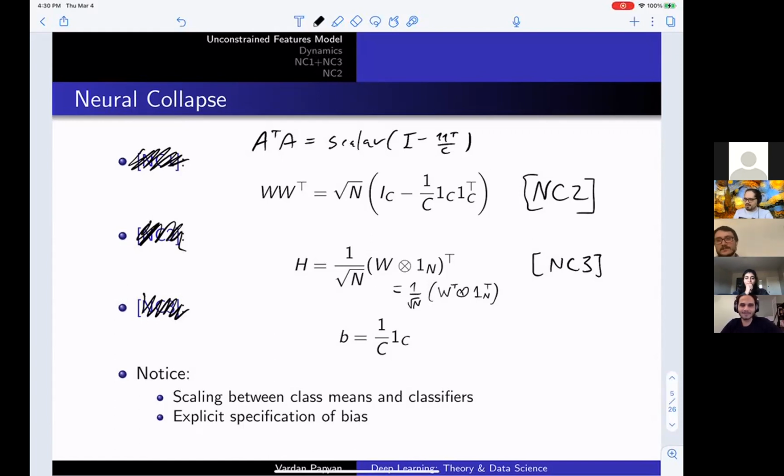Yeah, so what else does this equation say to you? It says H equal to W transpose Kronecker ones, right? Is this the collapse of intra-class variability? Yeah, exactly, Tristan. So notice how W transpose Kronecker ones is basically copying the classifier many times, right?